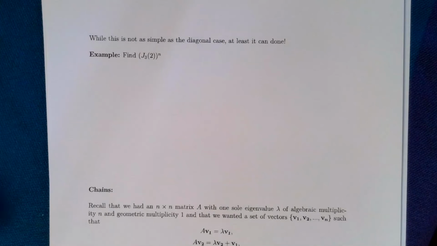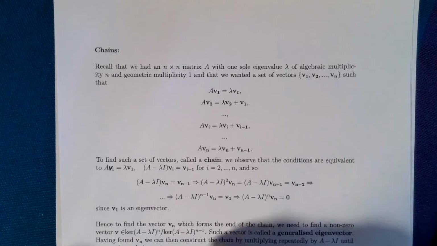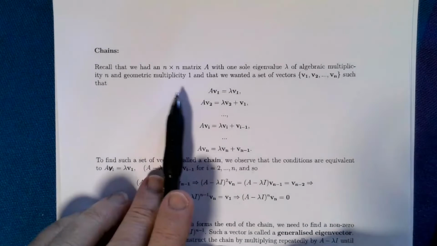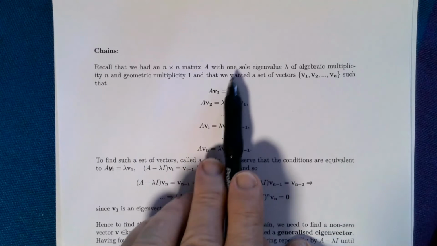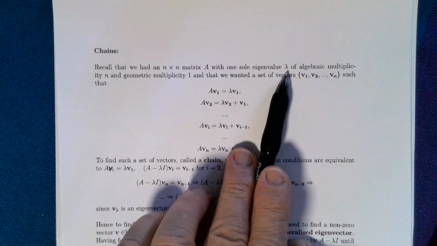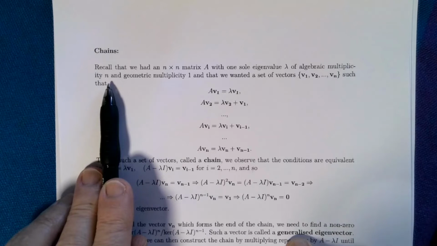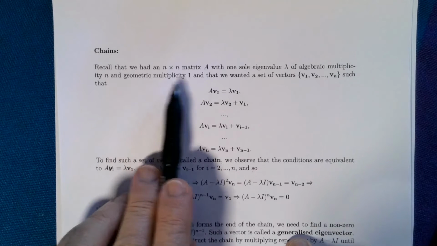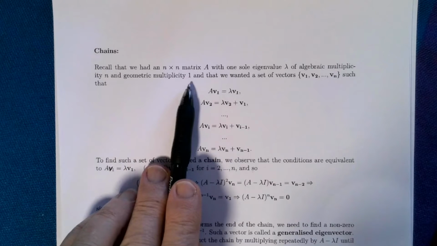So, this brings us back to the problem that we started with, and we're going to introduce this notion of a chain. The Jordan blocks that we were looking at were predicated on the fact we had an n by n matrix with one sole eigenvalue lambda of algebraic multiplicity n, but it only gave you one eigenvector, so the geometric multiplicity was only 1. Now of course this is not going to happen terribly often, but we'll worry about that a bit later. So this is a very, very special case.